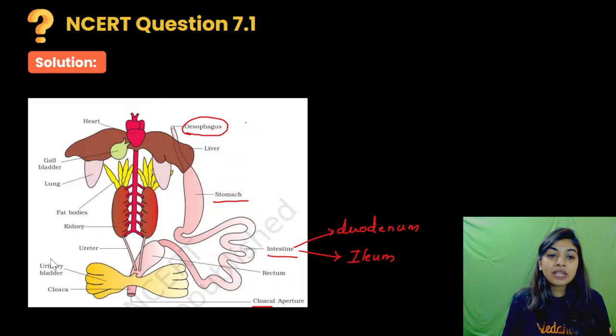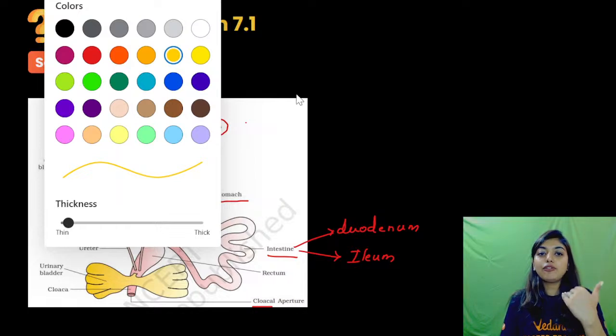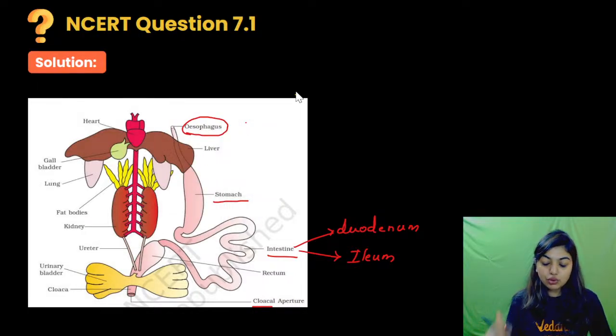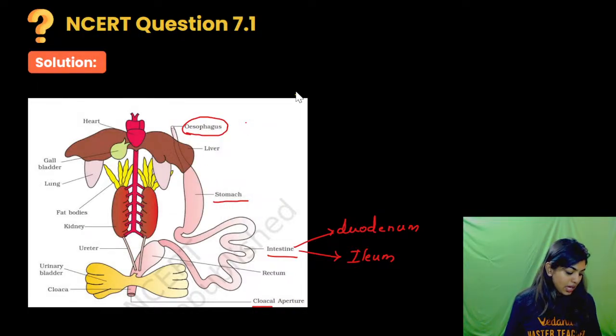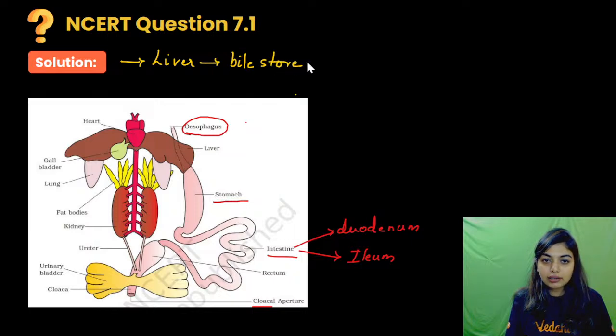Okay, now students, there are some enzymes that are released. Now you know the flow of how the food is going. Now you need to know the enzymes as well. I hope red is visible. I'm writing it here. First, let's talk about the liver. Like in our body, here also the liver is going to give out bile. It is going to secrete the bile that is stored in the gallbladder.